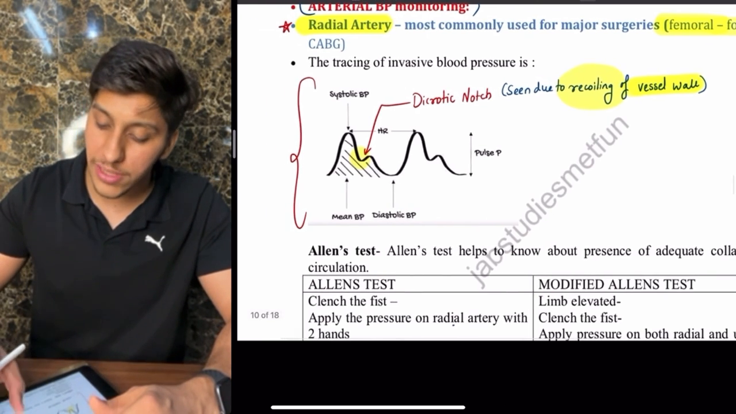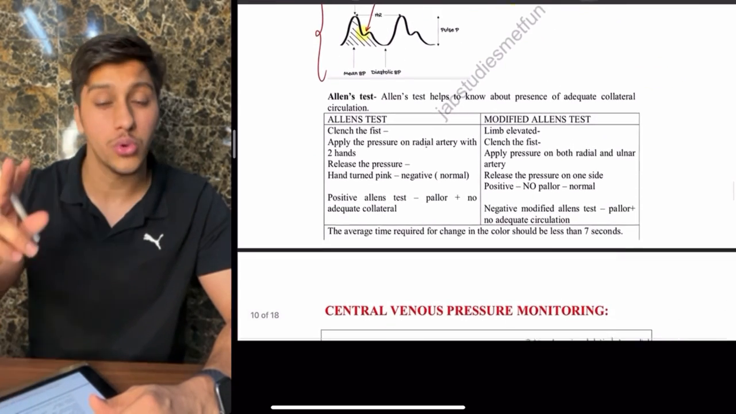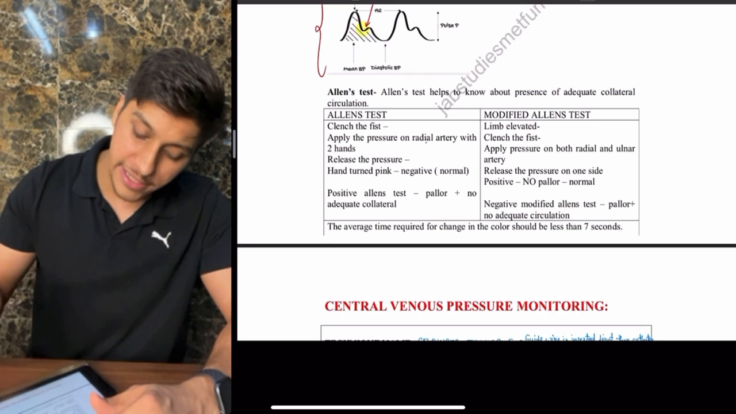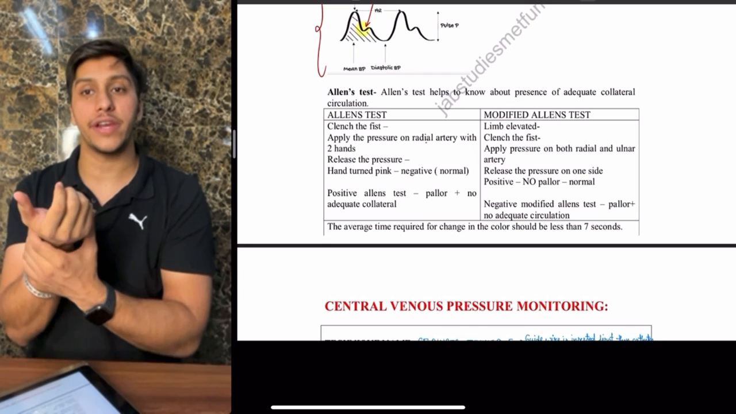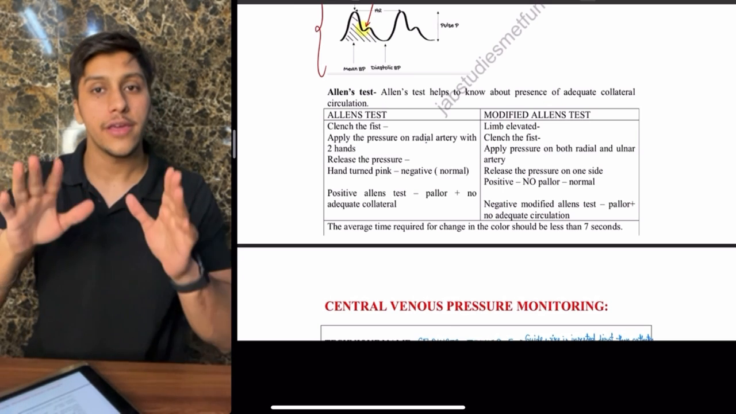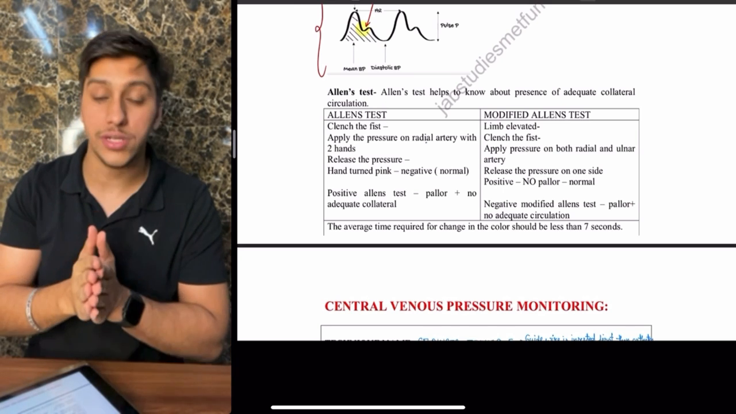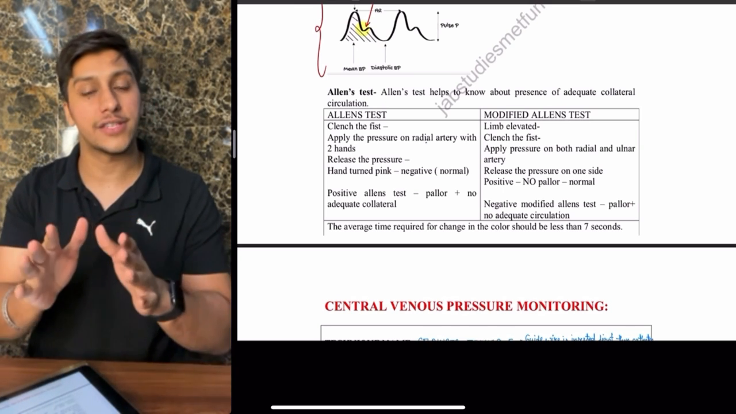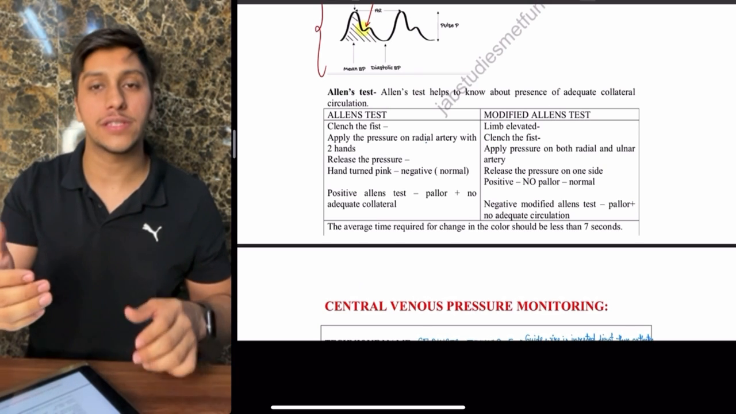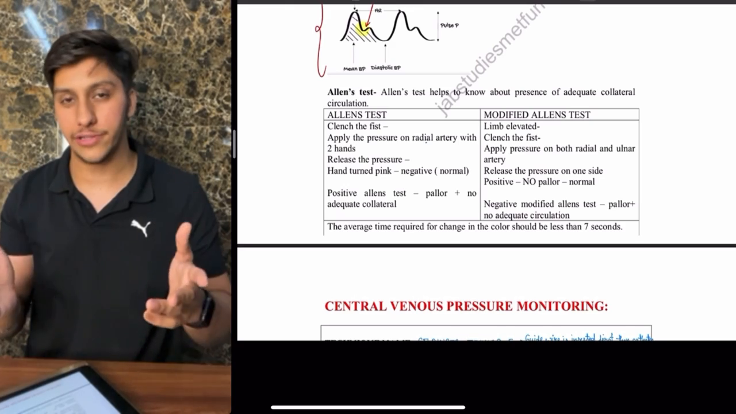Now, when you talk about the circulatory methods, there will be two tests. One is going to be Allen test and modified Allen test. Allen test is simple. You basically apply pressure on the radial artery with two hands, and then after that you release the pressure and you see if there are collaterals. If there are good collaterals, the answer is going to be negative. So the test is negative means it's a good thing. Positive Allen test means there is pallor and there are no collaterals. This is the basic thing.